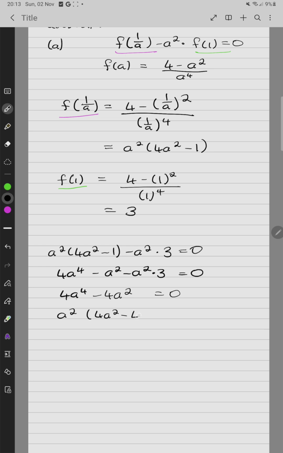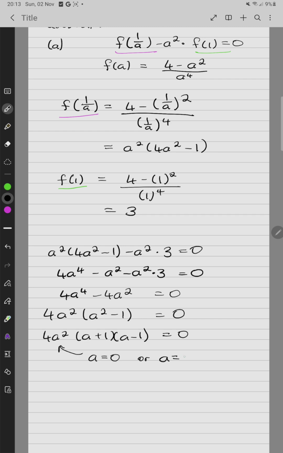I don't like it, so what I'm going to do is take out 4a squared, and then I'm left with a squared minus 1 equal to 0. And then I can factorize that further. I can say that 4a squared times (a plus 1) times (a minus 1), because this is the difference of squares, equal to 0. So I get a equal to 0, because 4 times 0 will give me 0, or a equal to 1, or a equal to minus 1. And I've solved for a as required.